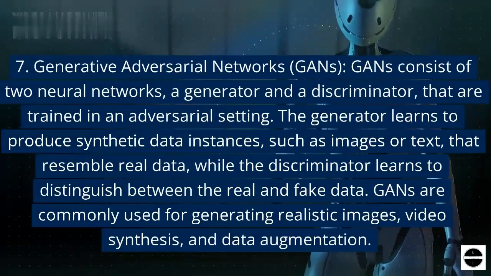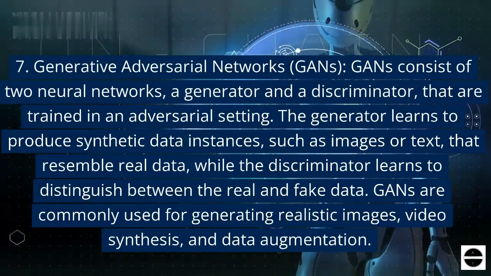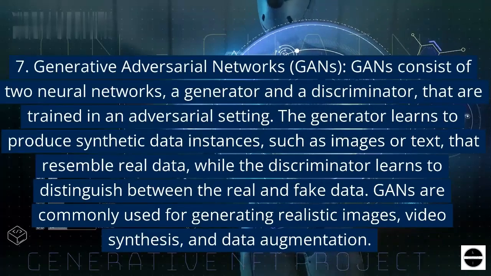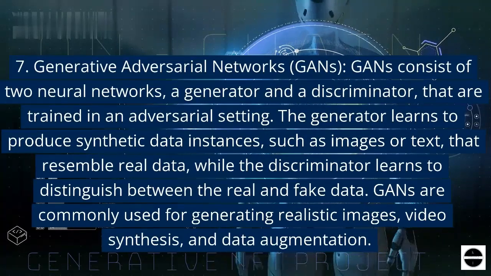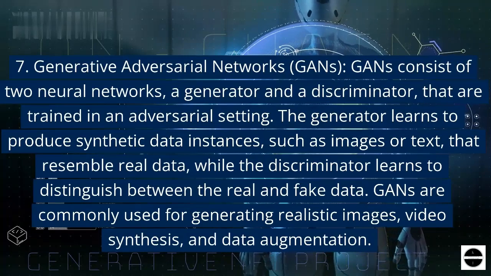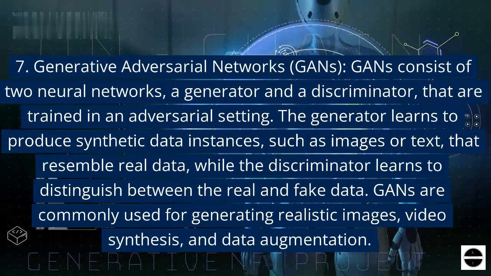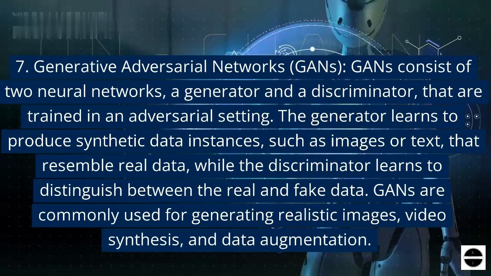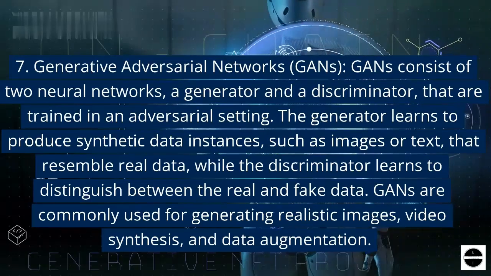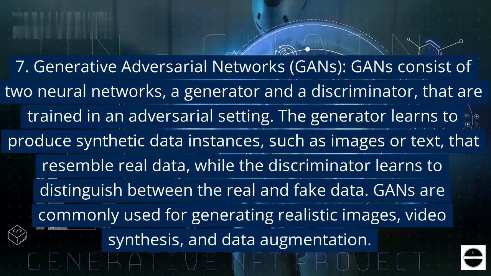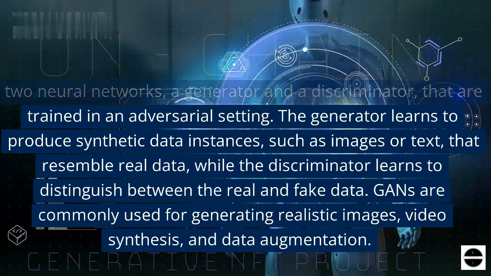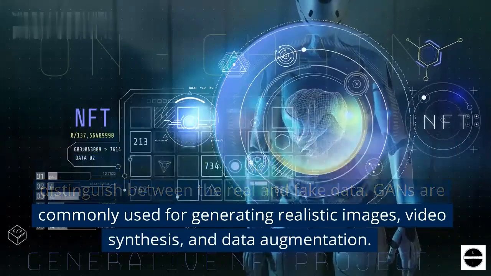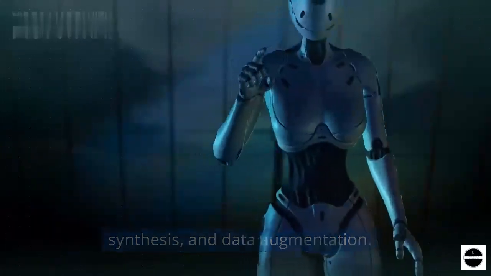7. Generative Adversarial Networks, GANs. GANs consist of two neural networks, a generator and a discriminator, that are trained in an adversarial setting. The generator learns to produce synthetic data instances, such as images or text, that resemble real data, while the discriminator learns to distinguish between the real and fake data. GANs are commonly used for generating realistic images, video synthesis, and data augmentation.